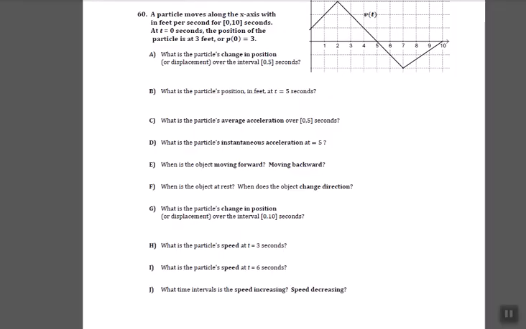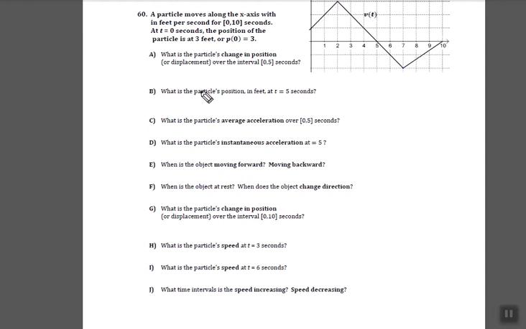Alright, so last problem on the summer packet, number 60. So just a little bit more help if you need it. If you look, this is a velocity graph for 10 seconds. At time 0, the original position of the particle is at 3 feet, or you could say p of 0 equals 3, where this is, again, the velocity graph over here.